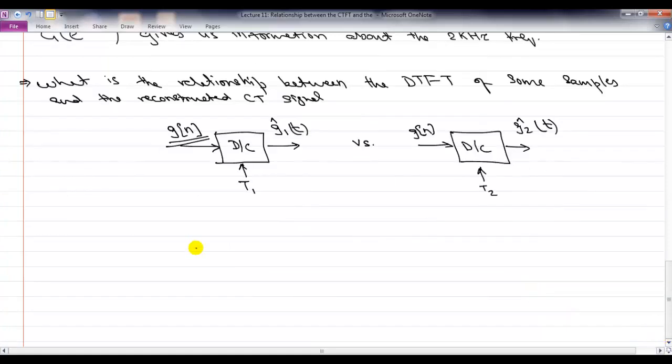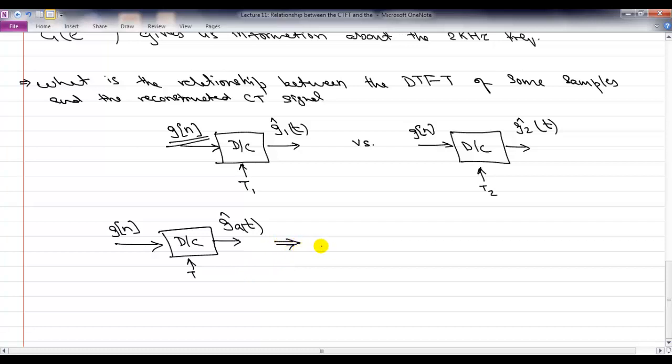So to understand that relationship, we want to go back to how the reconstruction formula works. I just want to remind you the way we derived the reconstruction with time T to get G hat A of t is the following. We said it's given by an interpolation formula that G hat A of t equals the summation n from minus infinity to infinity of G of n HR of t minus nT.